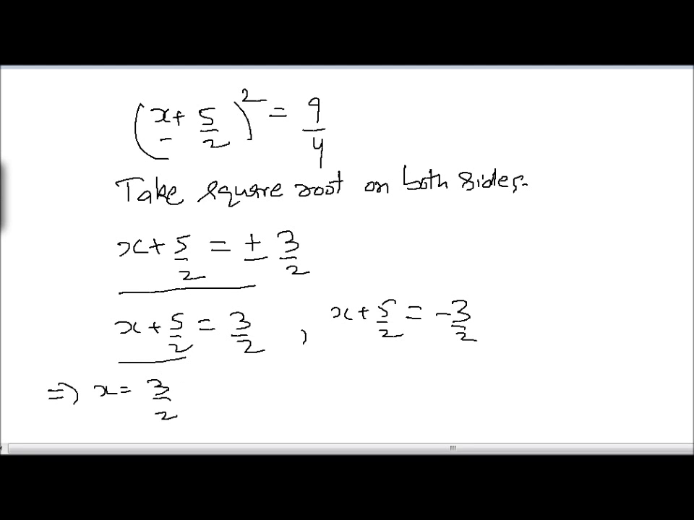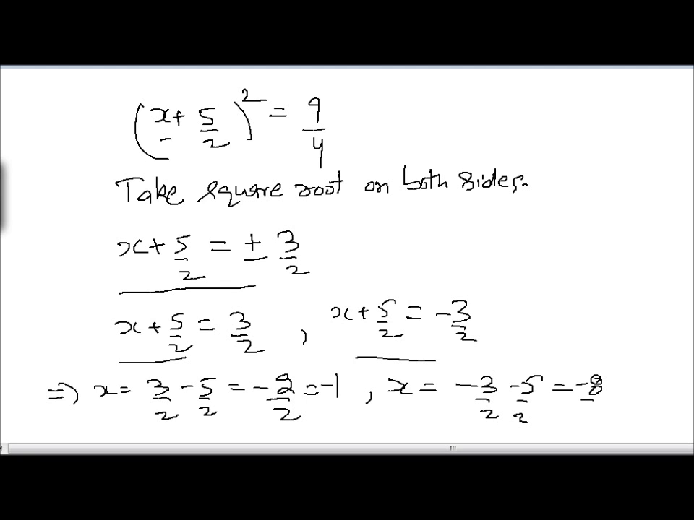From this equation we get x is equal to 3/2 minus 5/2, which is minus 2/2, which is minus 1. And from here we get x is equal to minus 3/2 minus 5/2, which is minus 8/2, which is minus 4. So minus 4 and minus 1.